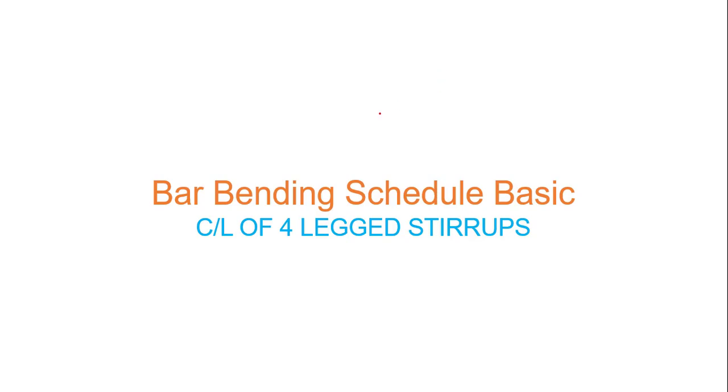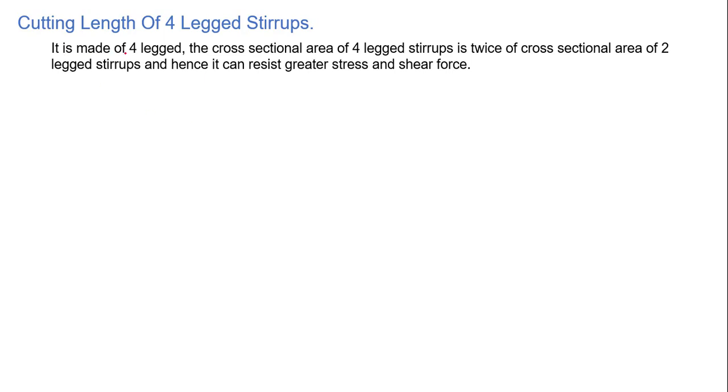Hello, in this tutorial we are going to find out the cut length of a 4-leg stirrup. But before that, let's see what a 4-leg stirrup is. It is made of 4 legs. The cross-sectional area of a 4-leg stirrup is twice the cross-sectional area of a 2-leg stirrup, and hence it can resist greater stress and shear force.